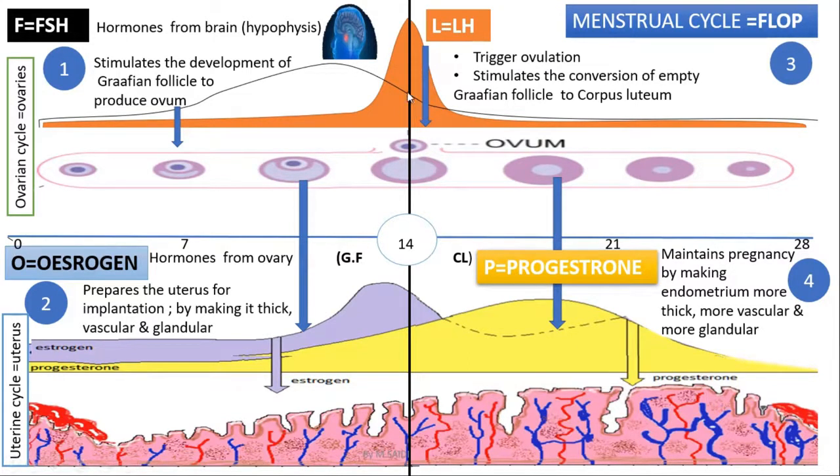So if they ask you the ovarian cycle only, you only talk about 1 and 3. If you are asked to talk about the uterine cycle, you only talk about 2 and 4. How do I identify that pregnancy took place or fertilization took place or did not take place? You have 3 points to look at.